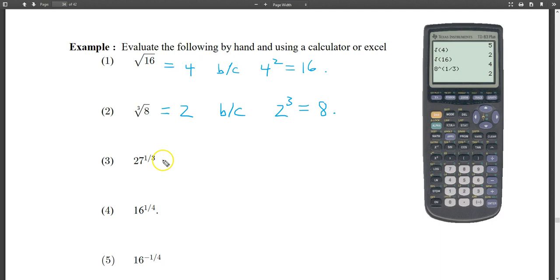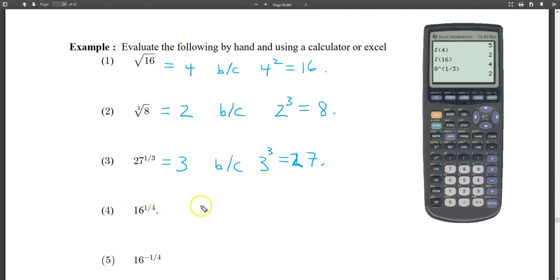27 to the 1/3 power? Well, that's going to be 3, because 3 cubed equals 27. Like that.